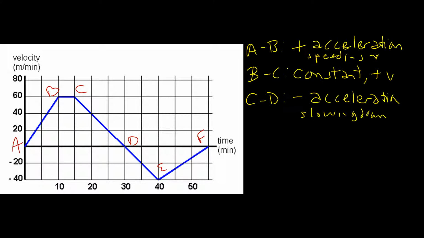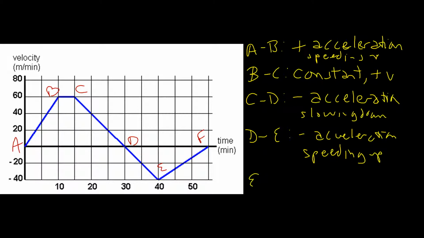Okay. Then from D to E, it's also a negative acceleration. Okay, but now it's speeding up again. It's just that what's happened is that the direction is now negative. And so it's moving in that negative direction now, and it has a negative acceleration. So negative direction plus negative acceleration means speeding up. Positive acceleration plus positive direction means speeding up. Positive acceleration and negative direction, or negative acceleration and positive direction, means slowing down.